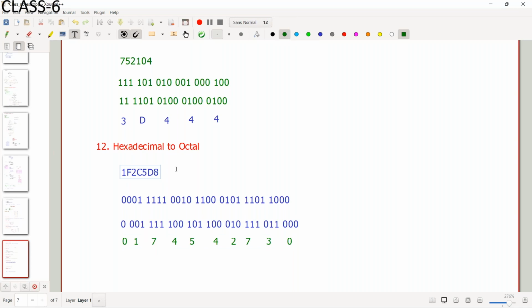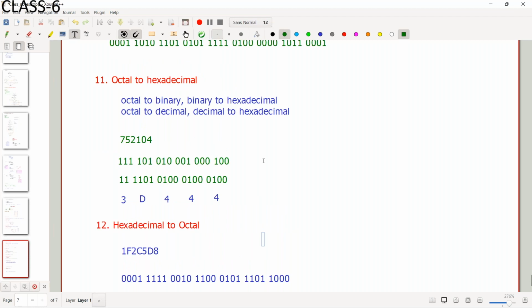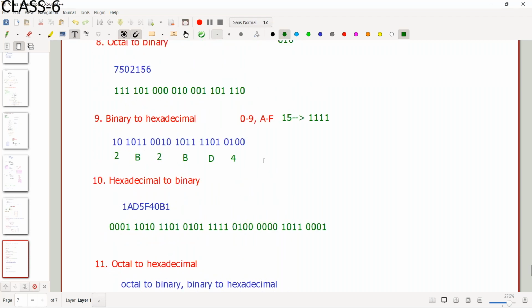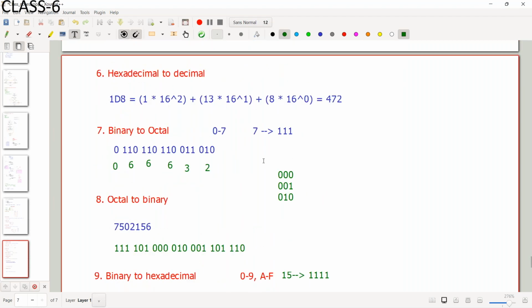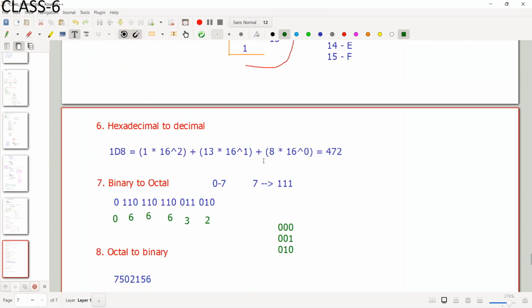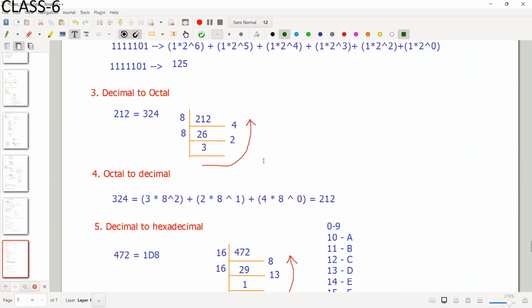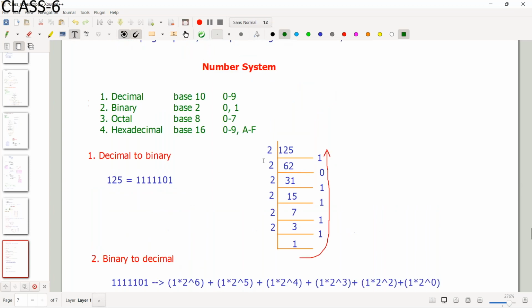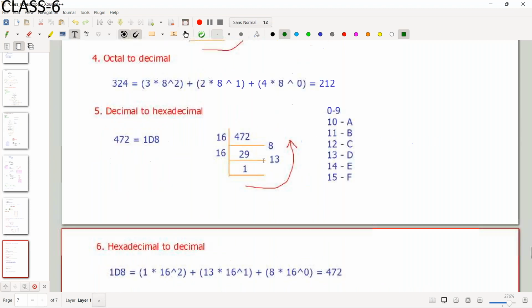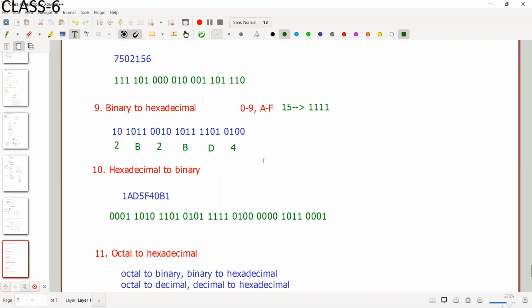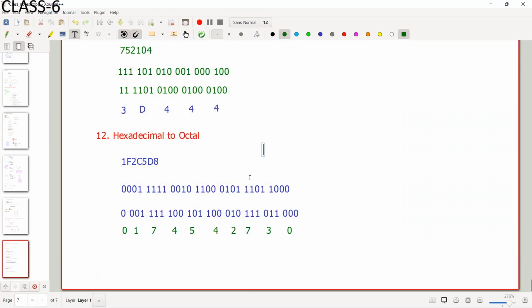So are the conversion methods clear for everyone? If we have the binary, conversion to octal or hexadecimal is easy. Okay, is this much clear for everyone? Yes or no? I'll give the classwork for this, and I'll share that in LMS.